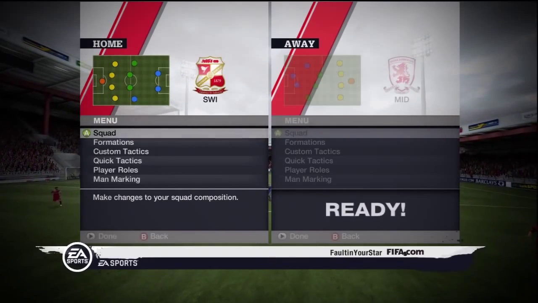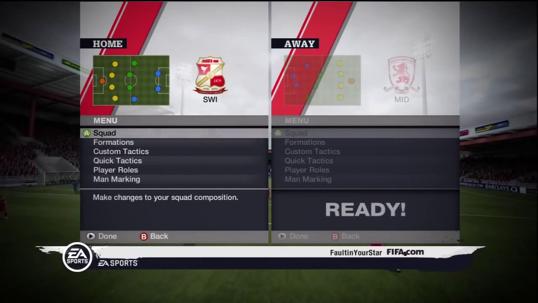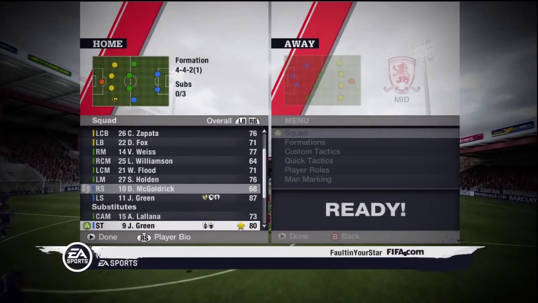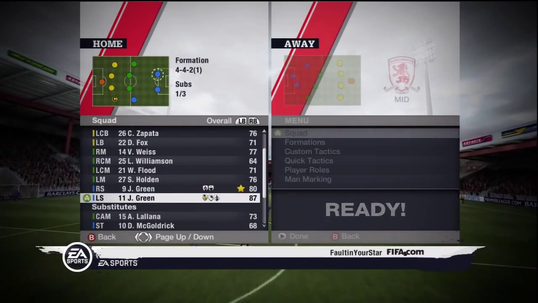I'm going to put in a new target man, and it's going to be D. McGoldrocks. That's a mistake, isn't it? It is a mistake. I've got to put in John Green. Got to keep John Green in the game. He's an 80.